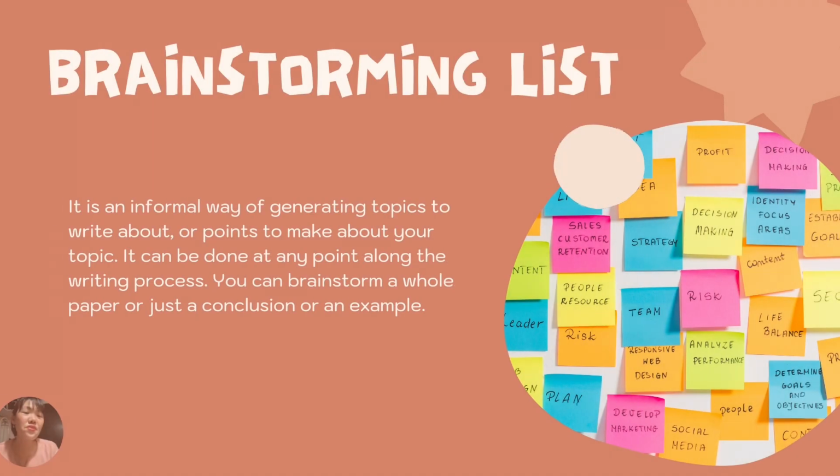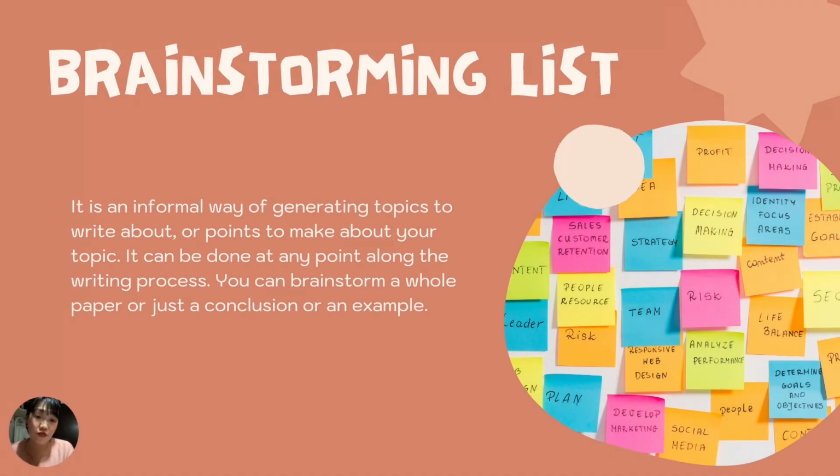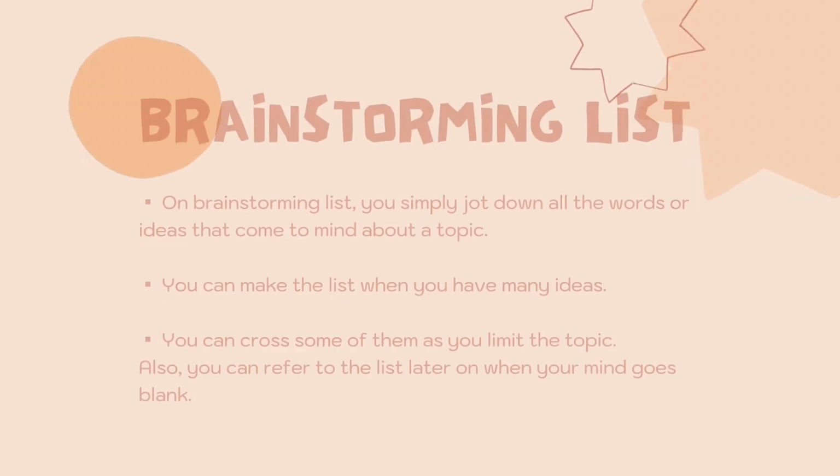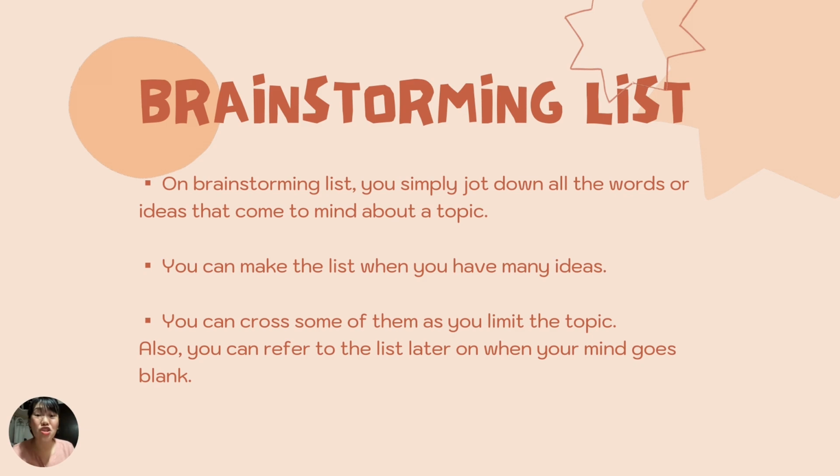Another is that a brainstorming list is an informal way of generating topics to write about or points to make about your topic. It can be done at any point along the writing process. You can brainstorm a whole paper or just a conclusion or an example. So, on a brainstorming list, you simply jot down all the words or ideas that come to your mind about the topic. You can make the list when you have many ideas. You can cross some of them as you limit the topic. Also, you can refer to the list later on when your mind goes blank.